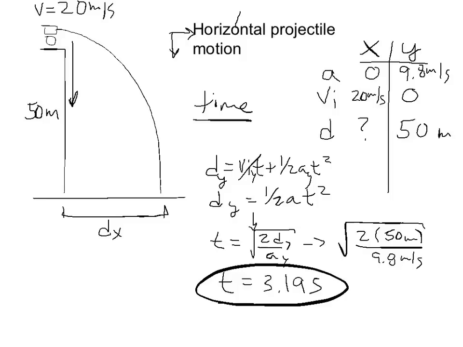Now the next question that's always asked is, what's the range? Actually in this problem the range is the easy part. Once we have the time, and we said the time is equal to 3.19 seconds, the range is given by the simple velocity relationship for unaccelerated motion.